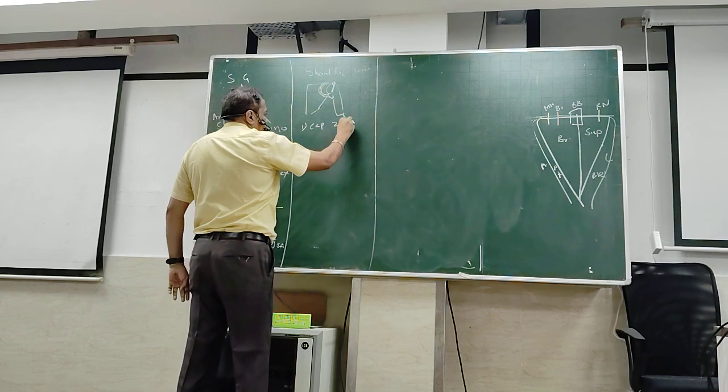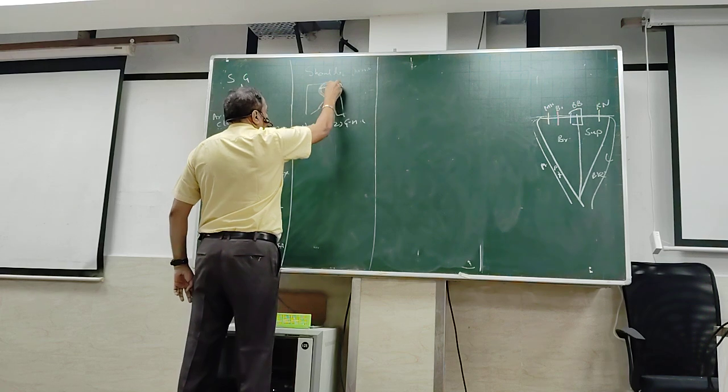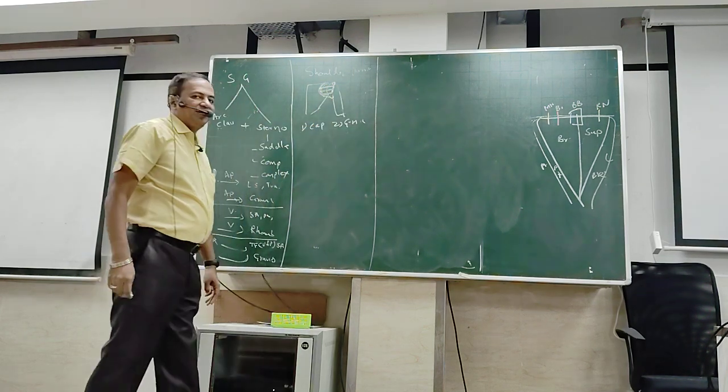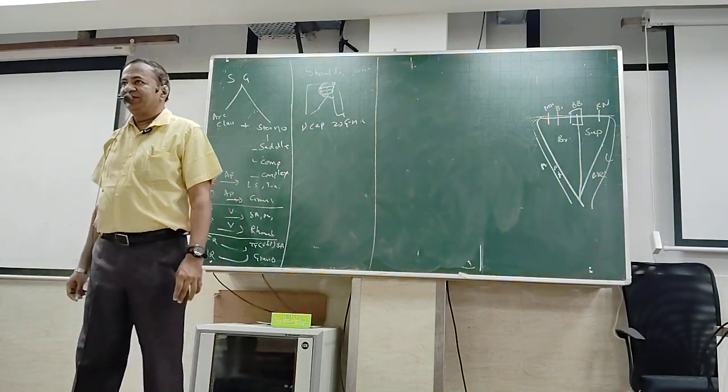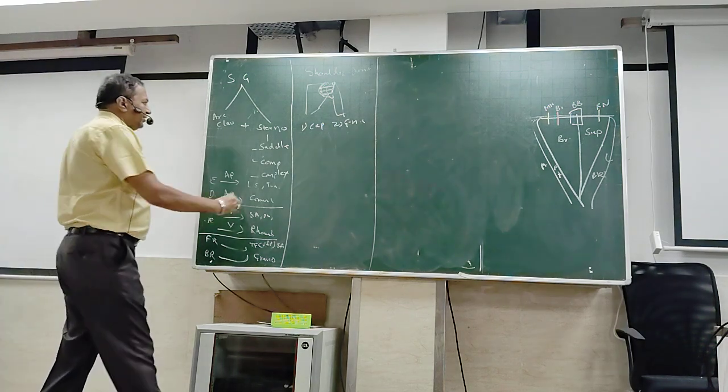दूसरा है ग्लिनोह्यूमरल लिगामेंट्स. 3 ग्लिनोह्यूमरल लिगामेंट होता है, 1 2 3, सुपीरियर, मिडल, इंफीरियर. शोल्डर जॉइंट में देयर आर 3 ग्लिनोह्यूमरल लिगामेंट्स.